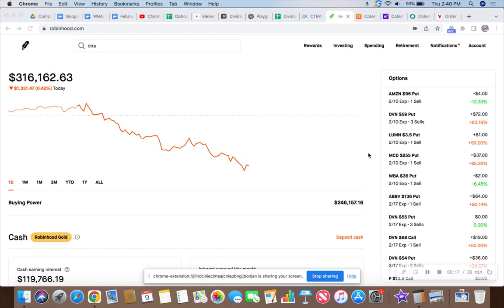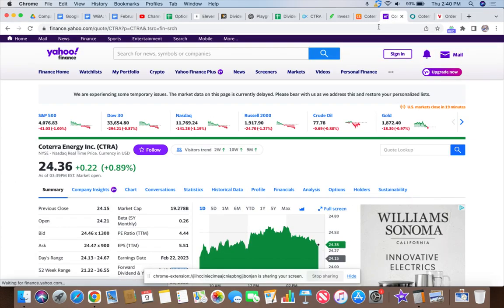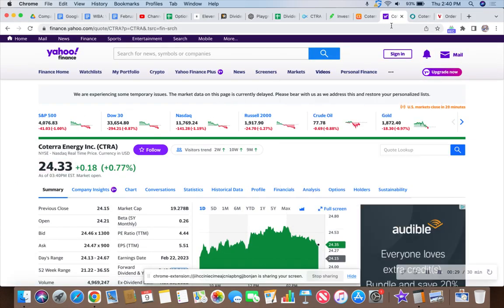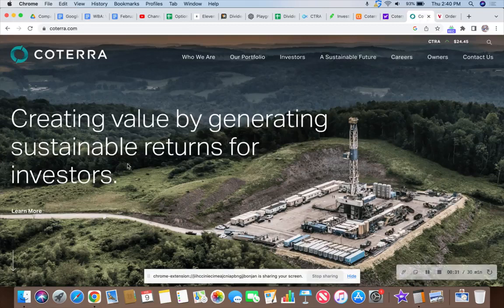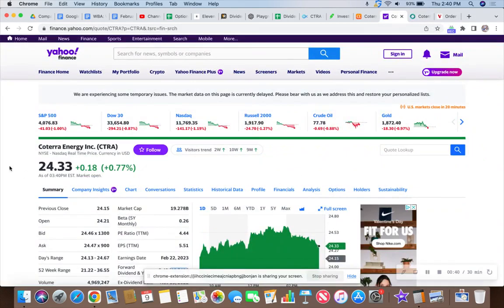But speaking of investments, I wanted to check out one of my new sweethearts that I've been looking at. I think we might take a crack at it today, might sell a put on, and that is Coterra Energy. Look at these guys right here. They're creating value by generating sustainable returns for investors. Oil and gas company located in Houston, Texas, the great state of Texas.